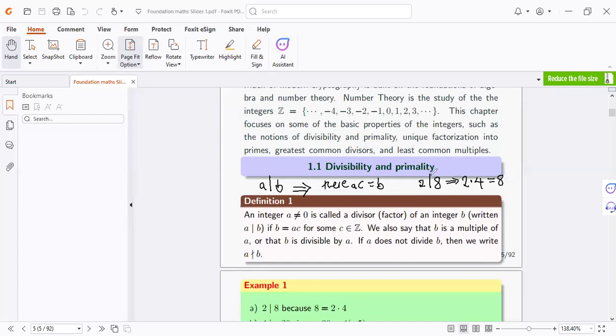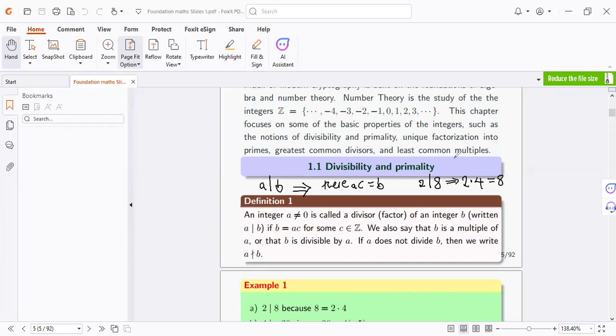So this symbol, I'll be using it to mean it divides. And also in some cases, when I'm referring to sets, I'll be using it to mean such that. But under divisibility, I'm using it to mean it divides.